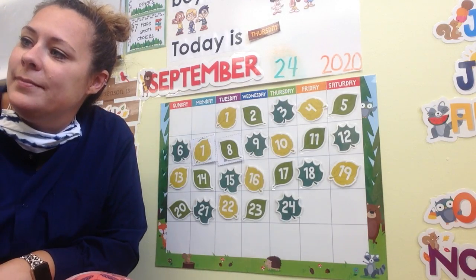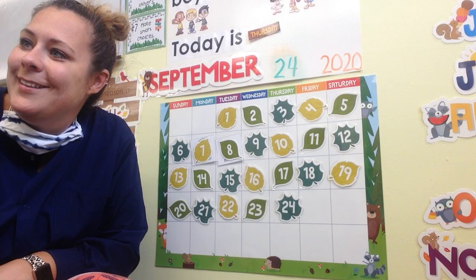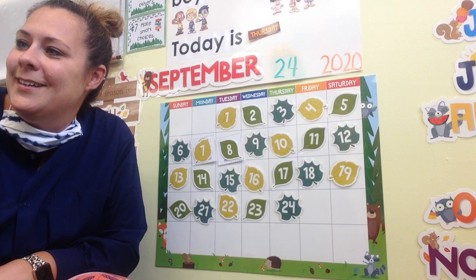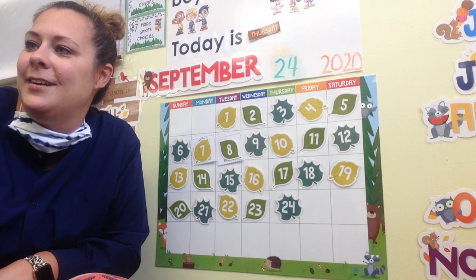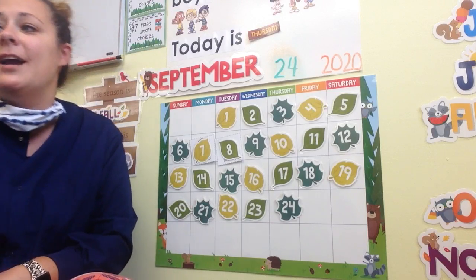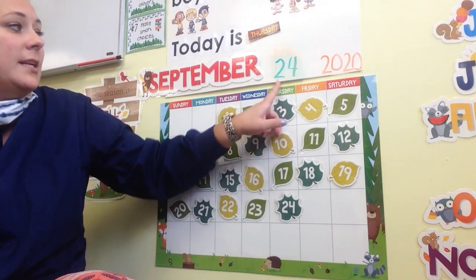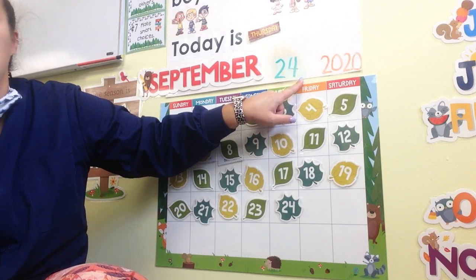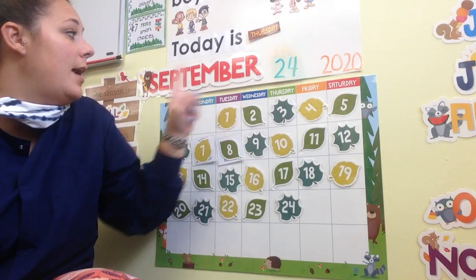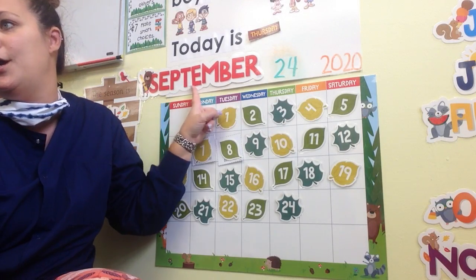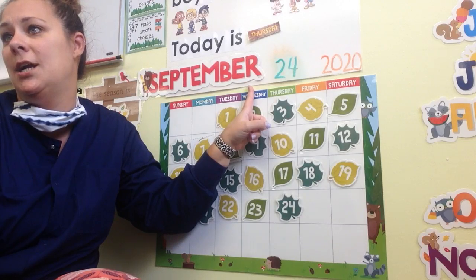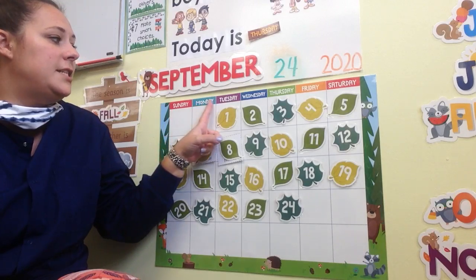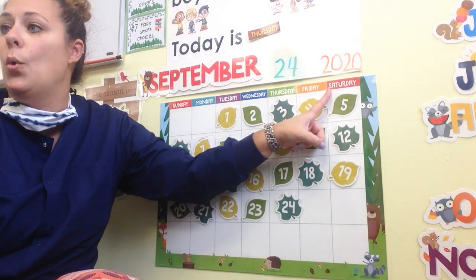Hi, Oliver. You see Oliver? I see you. How's it going? All right, we already counted today's date, Oliver, so we said it's the 24th. I have a pocket. All right, you keep your pockets on there. Today's the 24th, and our month is September. Can you say September? September. Nice job.